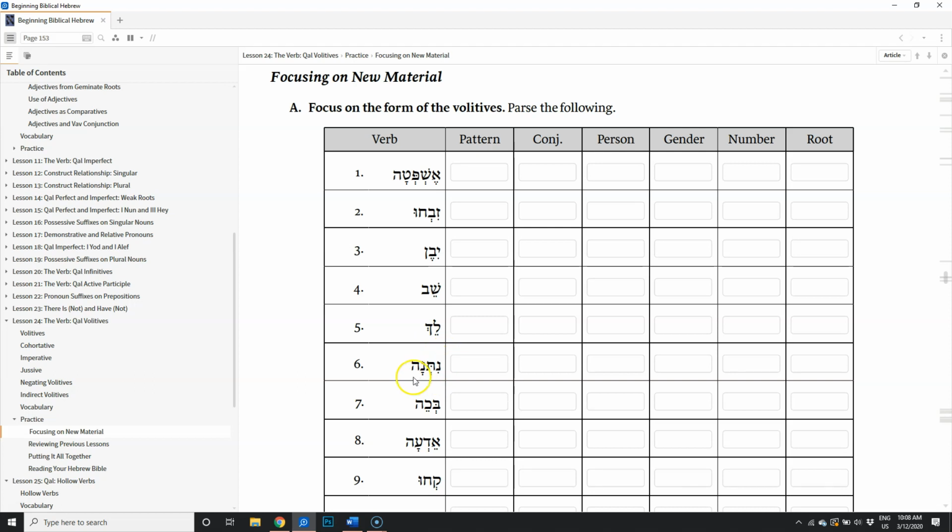The only other option that you might be thinking of here is, well, what if it is Qal Perfect 3FS? Wouldn't that explain this? But remember, in the Qal Perfect, we're not going to have a hiriq shva here. If this were Qal Perfect, this would be a qamets shva.